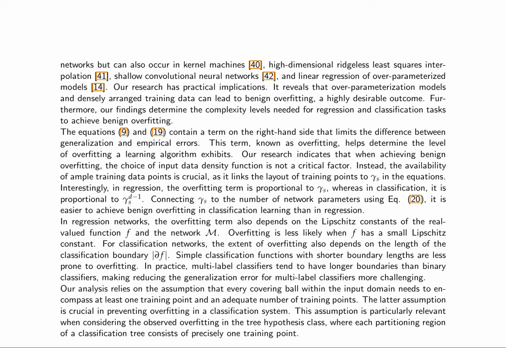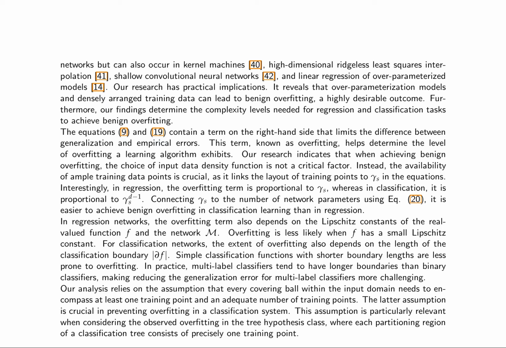The overfitting term is proportional to gamma s in regression, whereas in classification, it is proportional to gamma d-1s. This makes it easier to achieve benign overfitting in classification learning than in regression. The authors assume that every covering ball within the input domain needs to encompass at least one training point and an adequate number of training points, which is crucial in preventing overfitting in a classification system.